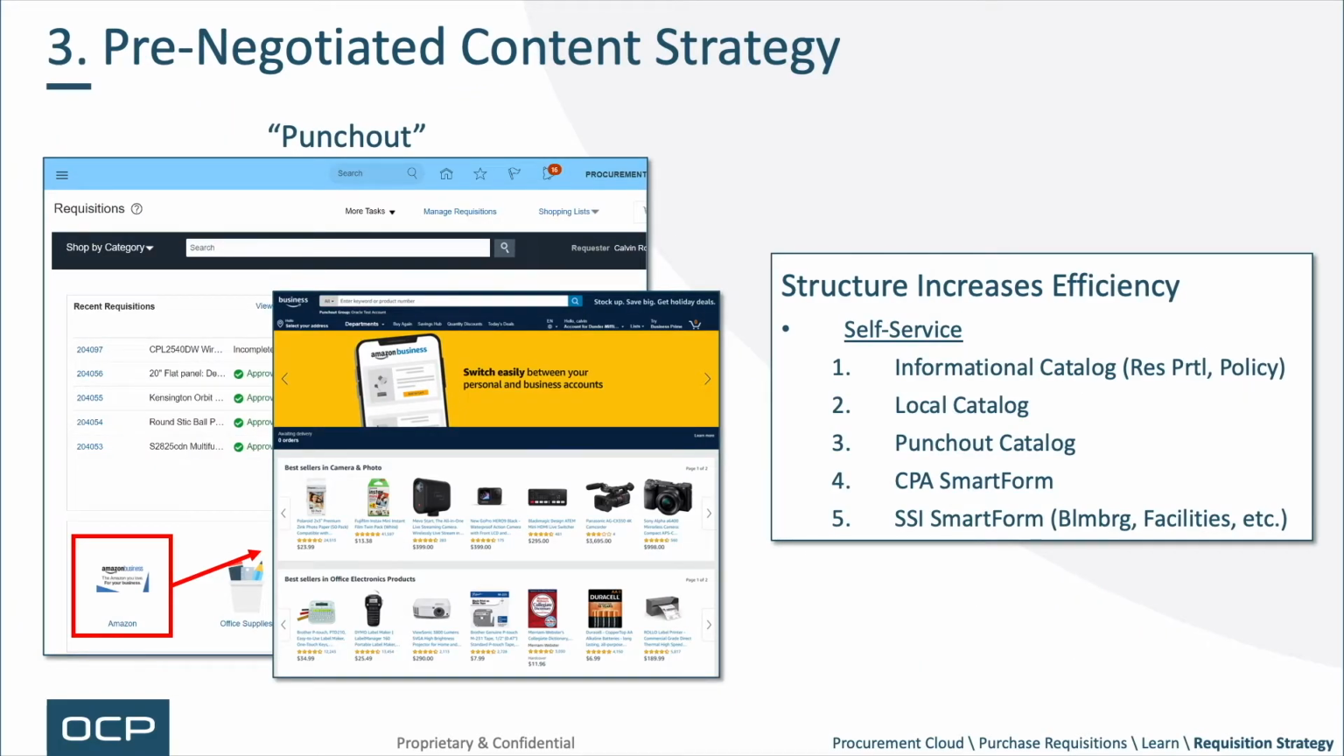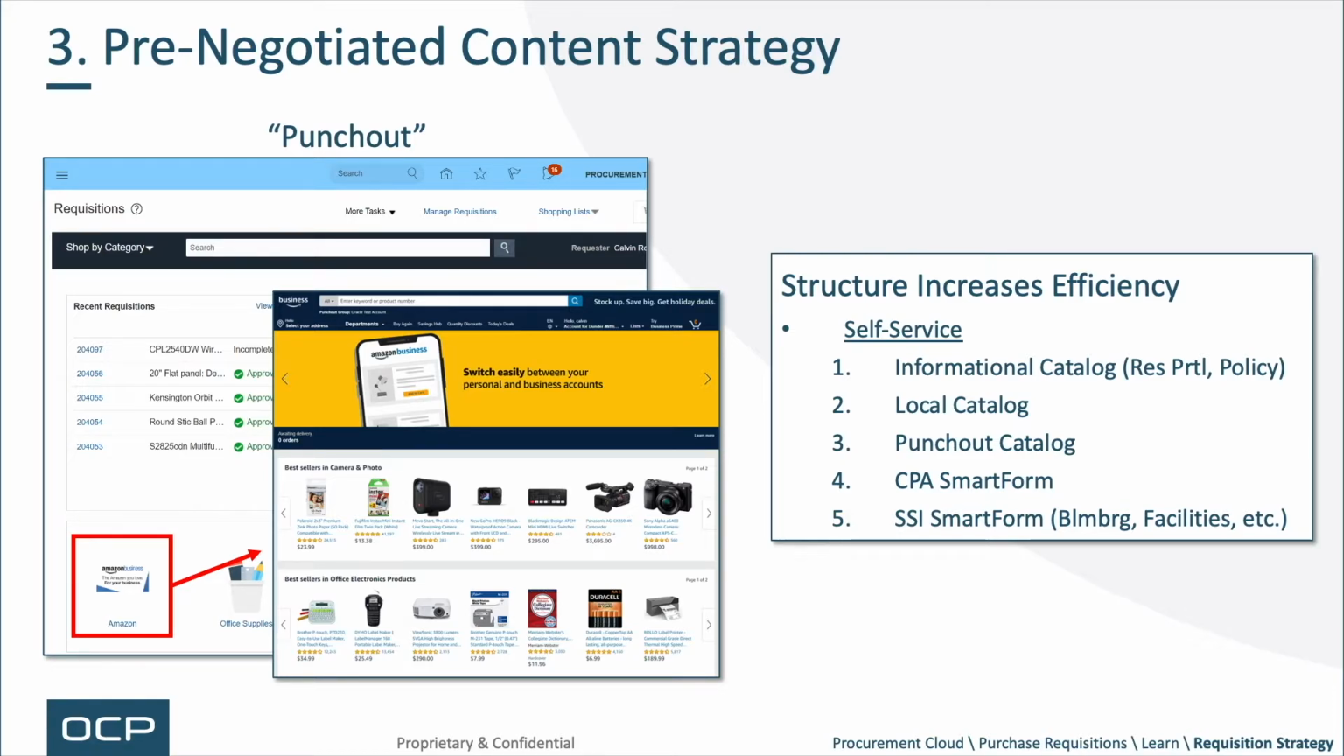Next up, pre-negotiated content strategy. We really had this for years in terms of a local catalog or punch-out catalog. Fusion offers a couple different tools that help accelerate that, which we want to consider. First, the idea of an informational catalog item. That can act as a pointer to a reservation portal or even an internal policy.